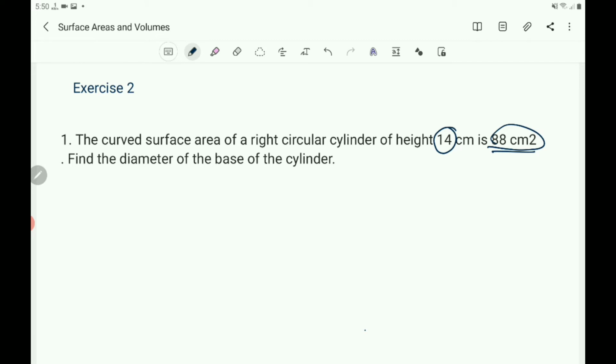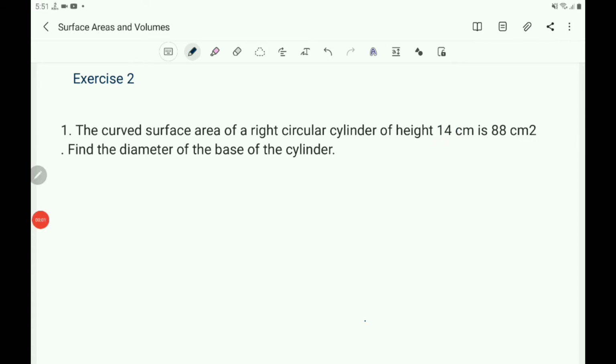Now what do you have to find out? We have to find the diameter of the base of the cylinder. So we write the solution here. Solution: what is given? CSA is given. CSA equals 88 cm square, and height is given, h equals 14 centimeter. Then what do you have to find out? We have to find the radius equals question mark, and diameter equals question mark.